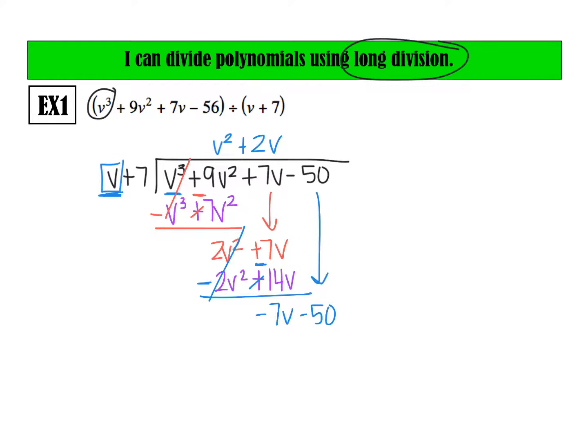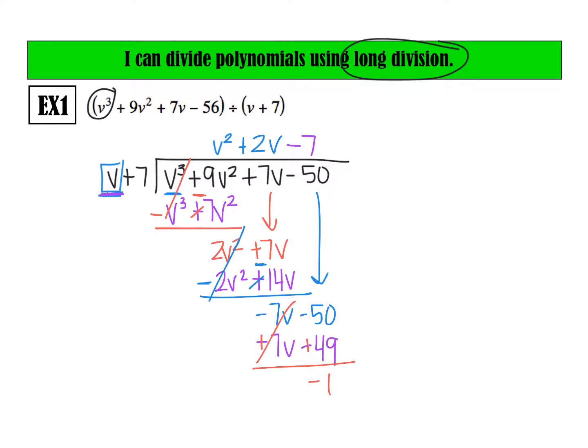All right, how do I make v look like negative 7v? Well, I'm going to multiply it by negative 7, and then I'm going to distribute. So negative 7 times v and negative 7 times 7. So negative 7 times v is negative 7v, and negative 7 times 7 is negative 49. All right, and then I'm going to do the opposite. I'm going to subtract, essentially. And so these will cancel, and then negative 50 plus 49 is negative 1.